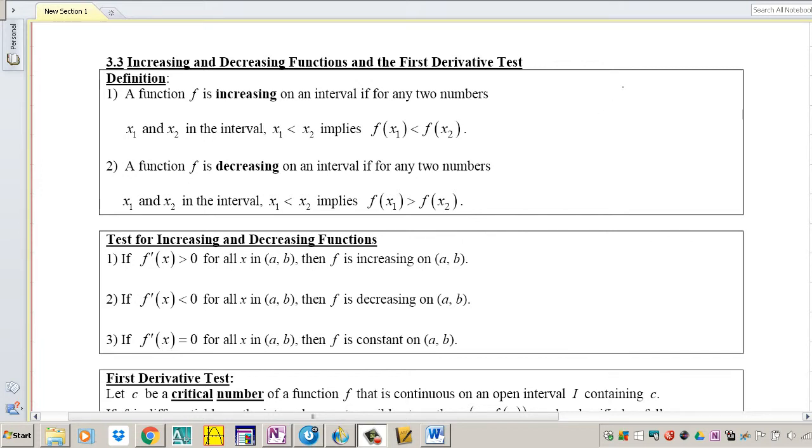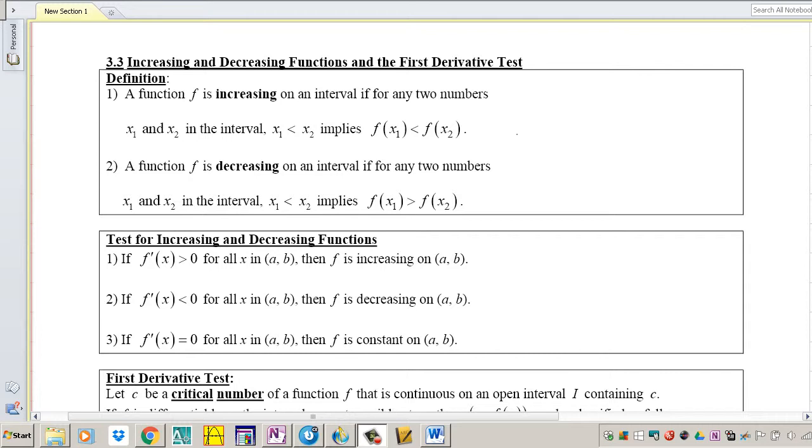Hey guys, welcome to 3.3, increasing and decreasing functions and the first derivative test. In this lesson, we're going to be talking about the relationship between derivatives and increasing and decreasing functions. So let's go ahead and begin by refreshing ourselves with increasing.